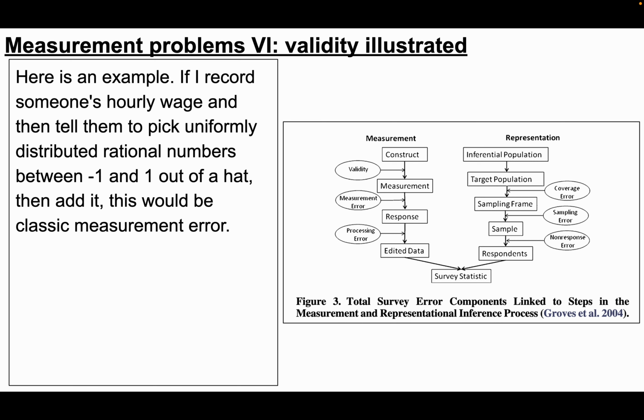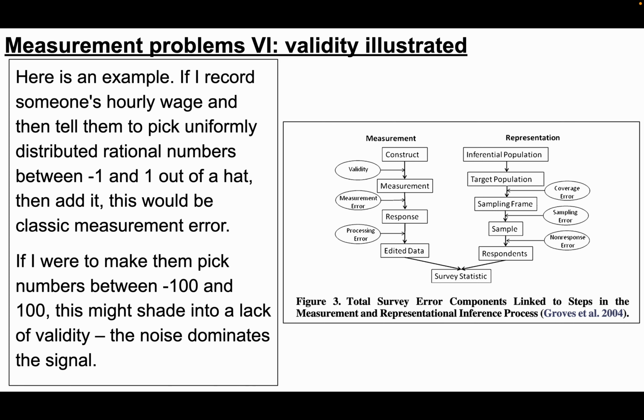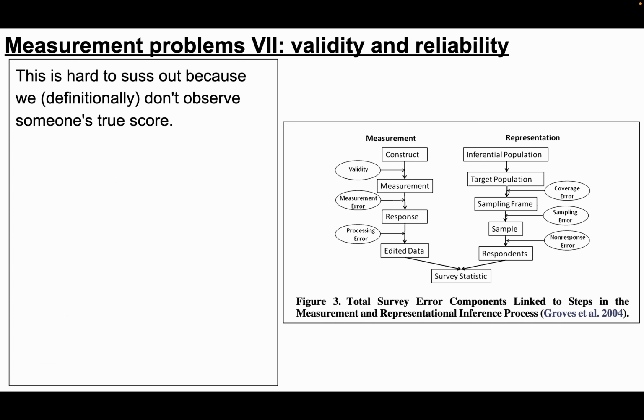Here's an example. If I record someone's hourly wage and then tell them to pick uniformly distributed rational numbers between -1 and 1 out of a hat, that's very artificial, but just to try to pick a scenario that's super close to the theory, this would be classic measurement error. So their wage really isn't going to be that different from what it truly is. But if I make them pick numbers between -100 and 100, this maybe becomes lack of validity. The noise is really dominating the signal there.